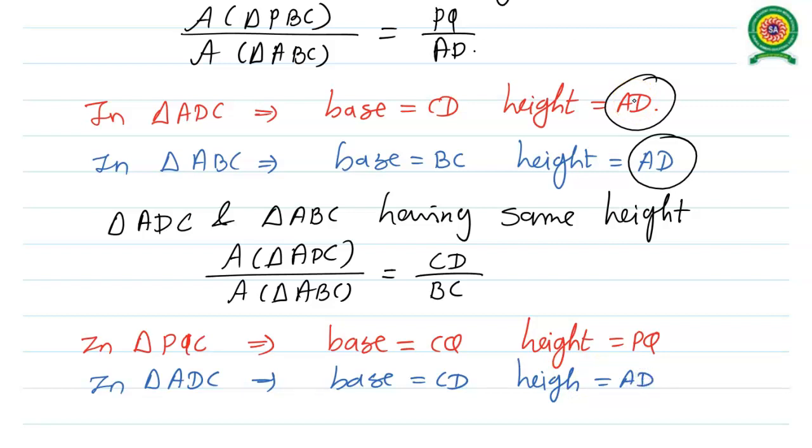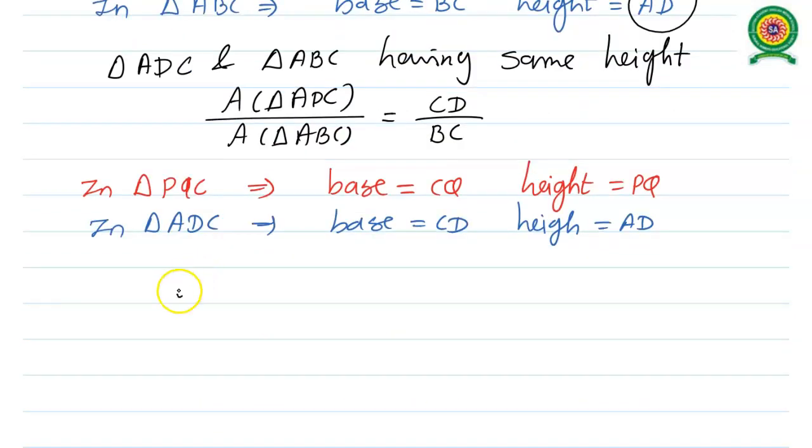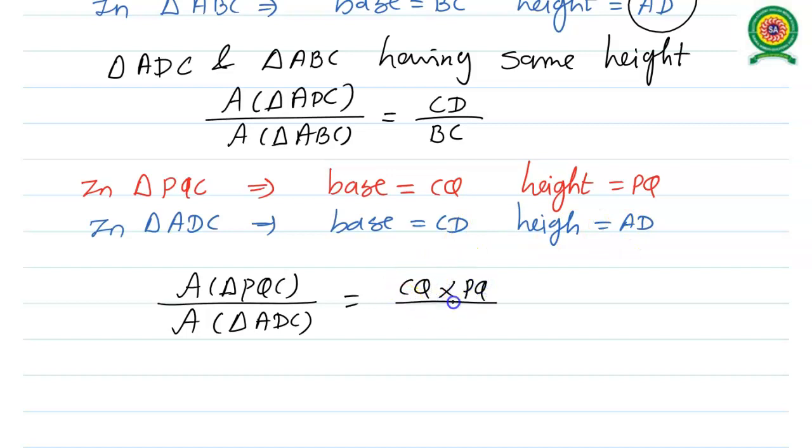Look at both triangles, they are having different bases and different heights now. So what about their area? That means area of triangle PQC divided by area of triangle ADC equals the ratio of the product of their corresponding bases and heights, that means CQ into PQ divided by CD into AD.